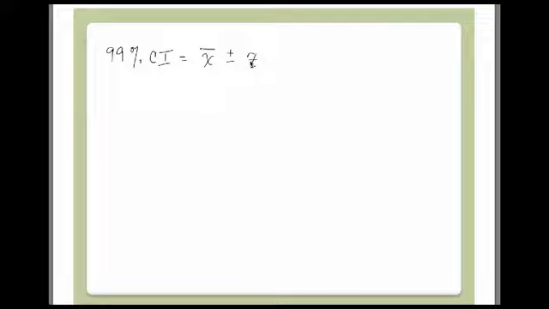And remember how the formula goes. It's going to be z star times sigma over square root of n. Yes, a formula you should memorize. I'm pretty sure they give it to you on the formula sheet though, but you might want to memorize it.